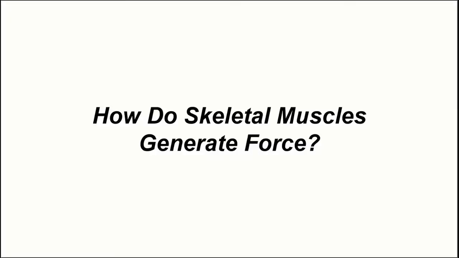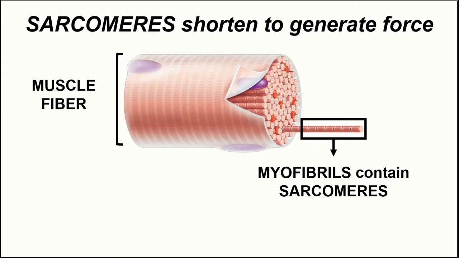Now that we are familiar with some basic anatomy of skeletal muscles, the question we will be addressing in this segment is how do skeletal muscles generate forces? So the answer to this question is that there are structures within the muscle cell called sarcomeres, and these sarcomeres shorten to generate forces. But we haven't looked at a sarcomere yet. So what is a sarcomere?